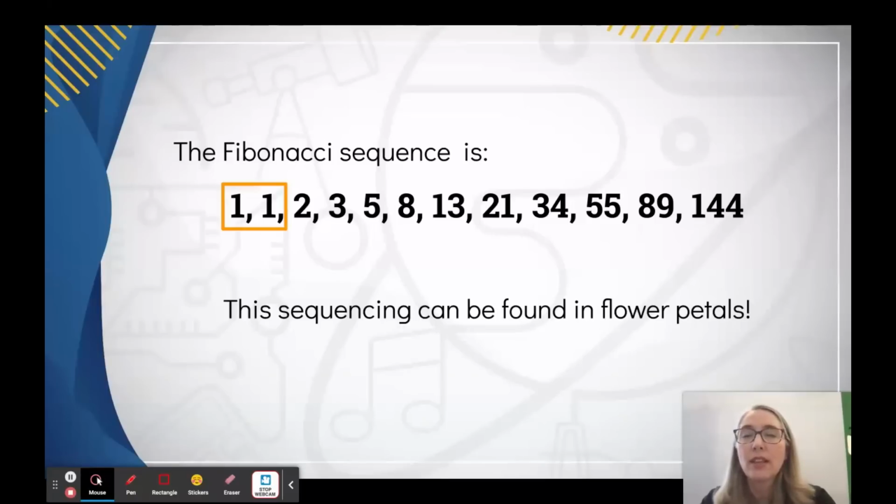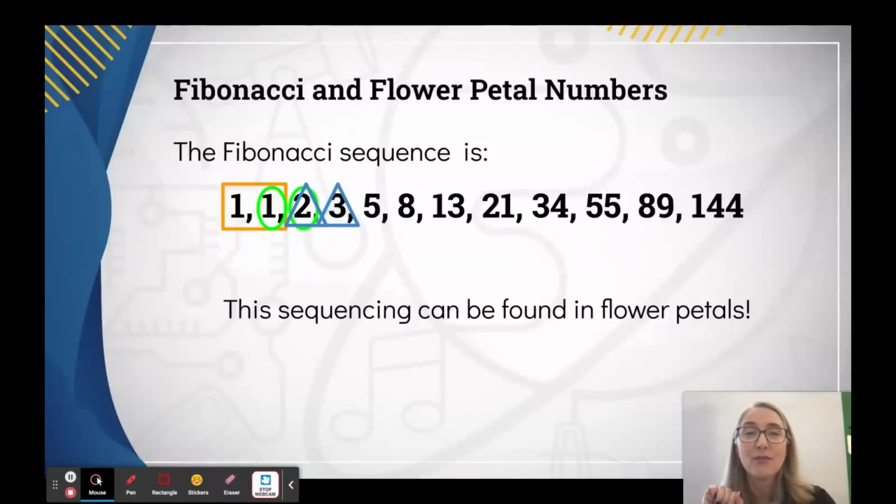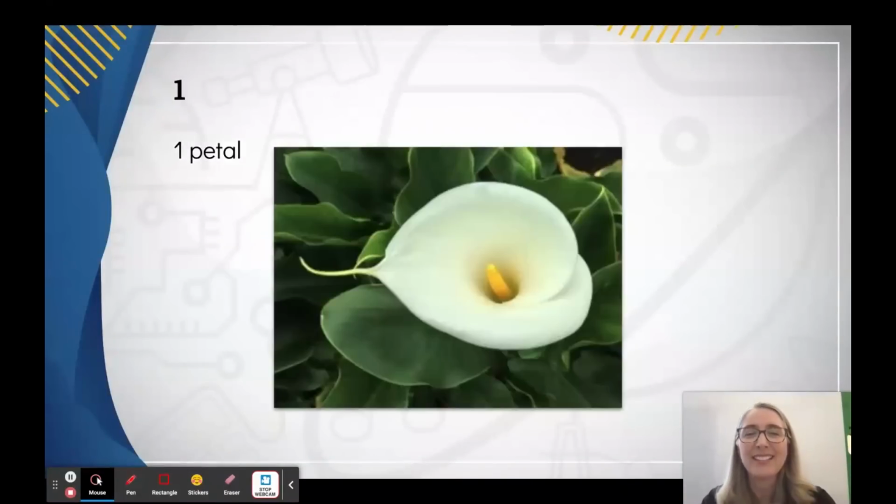He noticed that if you had 1 and 1 and added them together, that they made 2. But then if you took the 2 and you added the previous number, 2 plus 1, you got an answer of 3. If you took 3 and you added the previous number, 3 plus 2, you got 5, and so on. So this sequencing can actually be found in flower petals. I want to take you a little bit of a tour of that. Let's take a look here.